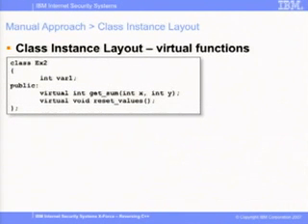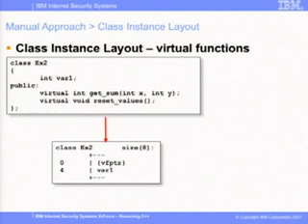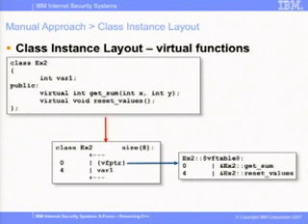For classes that contain virtual functions, a virtual function table pointer will be added before the class members in the layout. The virtual function table pointer points to the address of the virtual function table. In this case, since we have two virtual functions, get sum and reset values, they will appear in the order they are declared in the class declaration.